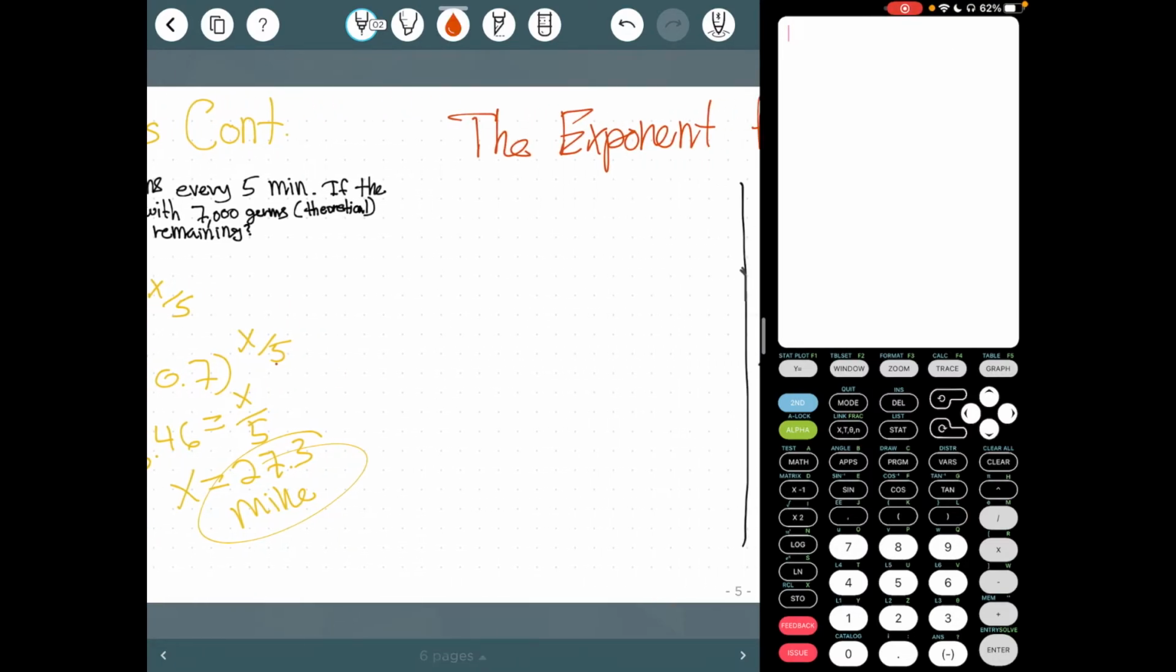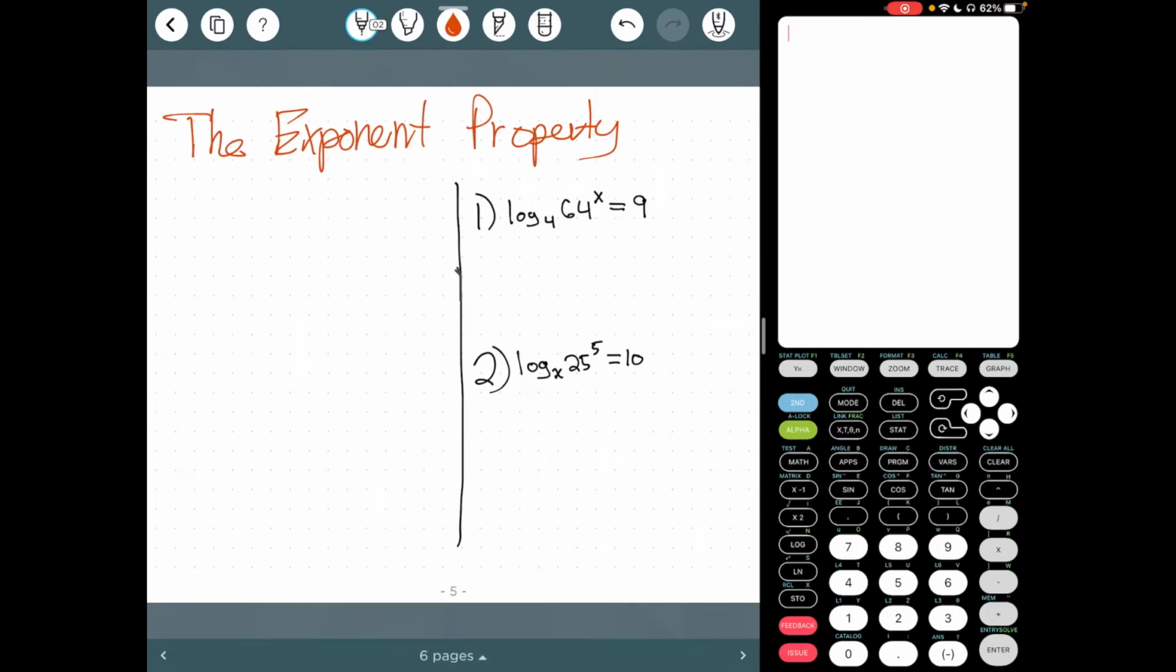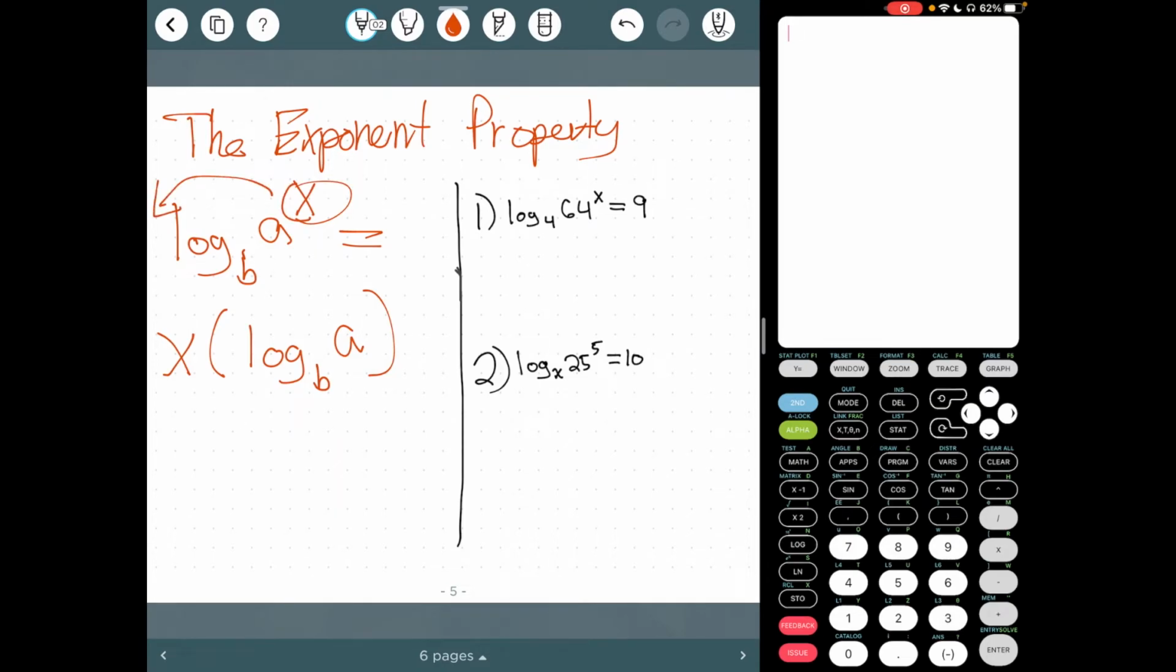The last topic is on the exponent property of logs. So basically this says that log base of a number to any power is the same thing as that power multiplied by log base of the number. So these two are basically the same thing. All you have to do is bring that exponent out to the front. So for the first example, we can do that x over there, we can bring that out in front. So then it'll be x multiplied by log base 4 of 64 equals 9.